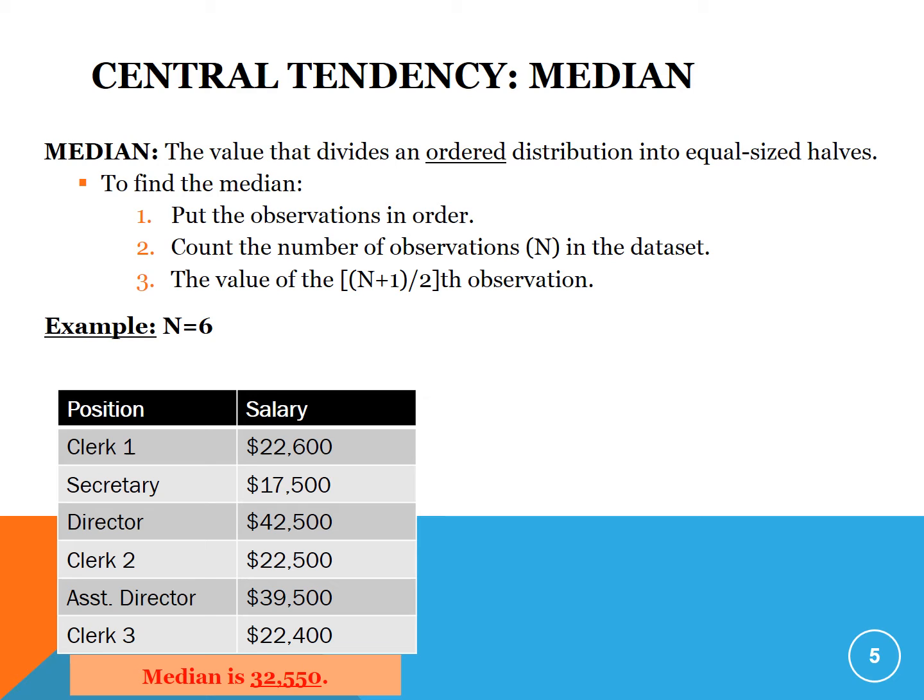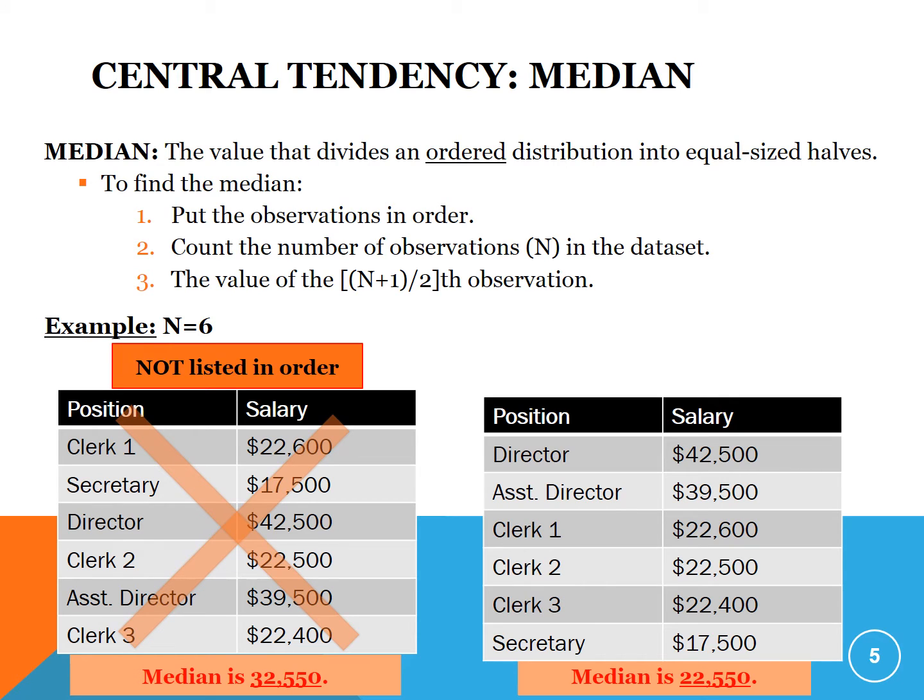Now, is that correct? Well, no, because it's not listed in order. So what we need to do is put it in some type of order. So I decided, let's put it in descending order: the highest salary first, the lowest salary last. We could have put it the opposite way. It would still be in some order. On the left, we can see there is no order to it. 22,600, 17,500, it's going down, then it goes back up to 42,500. No order about that list.